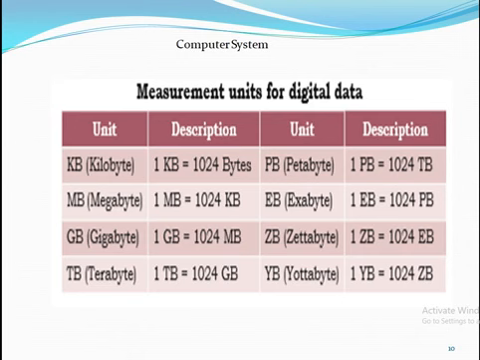1 PB is equal to 1024 TB, 1 EB is equal to 1024 PB, 1 ZB is equal to 1024 EB, and 1 YB is equal to 1024 ZB.